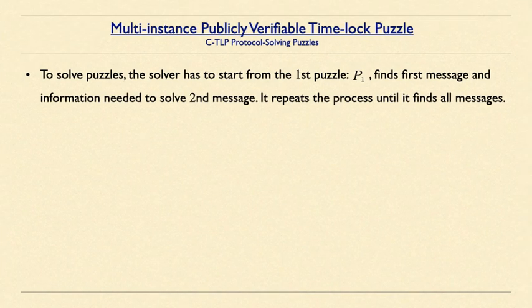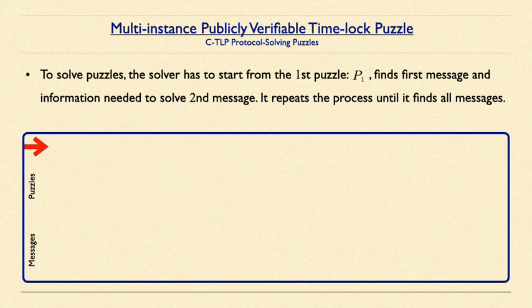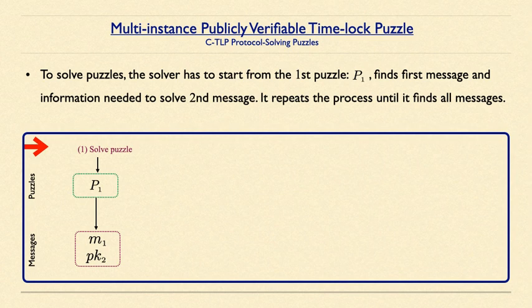Recall that the solver is given Z puzzles P1 up to Pz along with PK1, which is the public key for the first puzzle. In order for the solver to solve the puzzles, it has to start from the first puzzle P1, which is the opposite direction that the puzzles were created. Given PK1 and P1, the solver performs sequential squaring until it discovers message M1 and PK2, where PK2 is the public key for the next message.